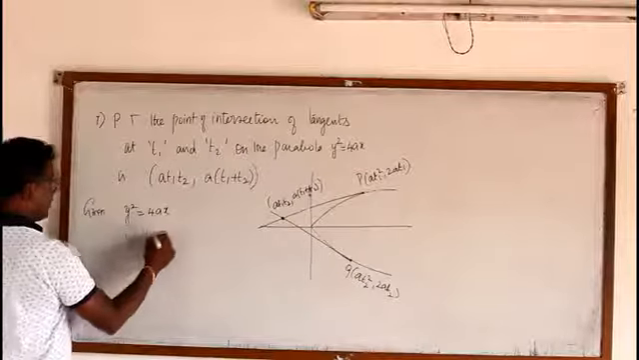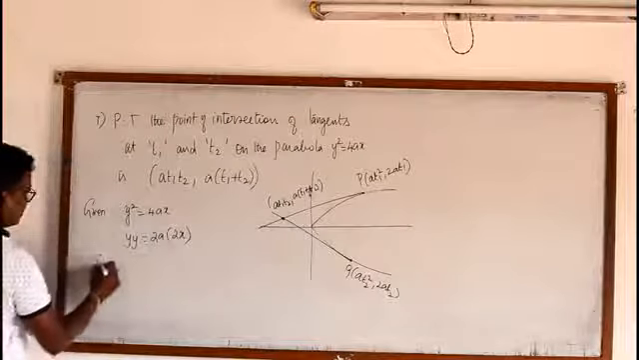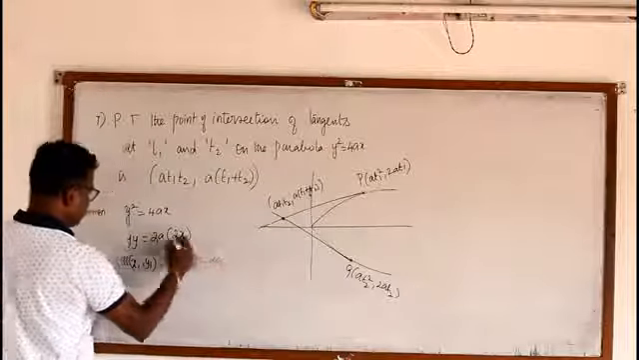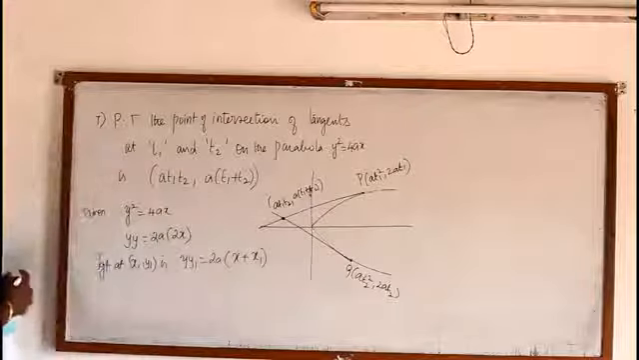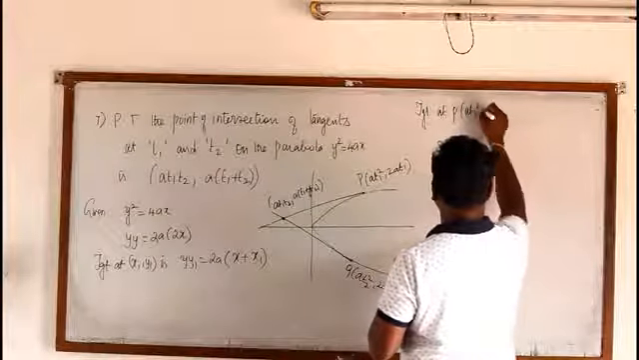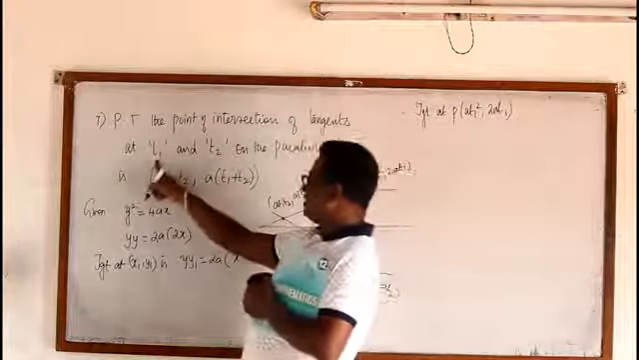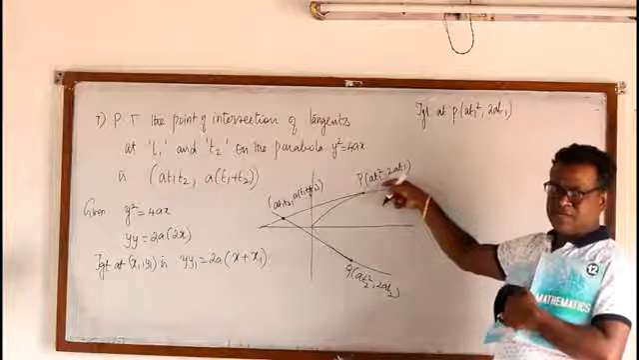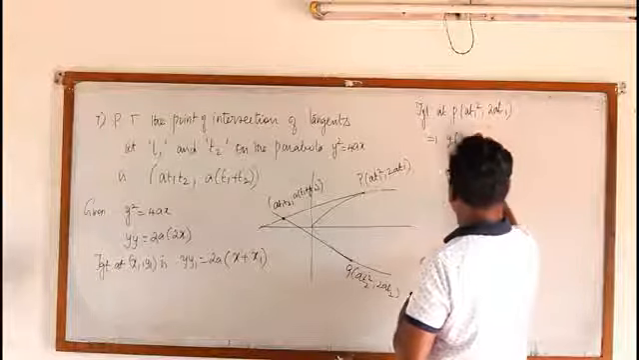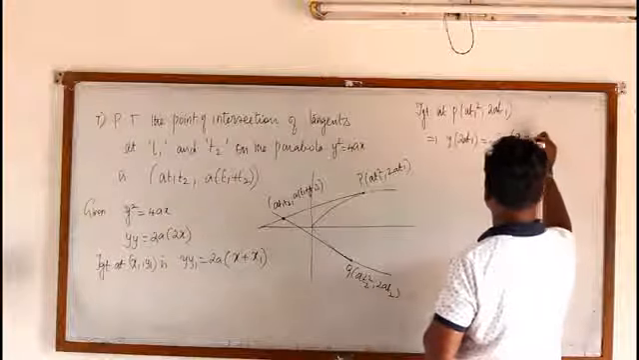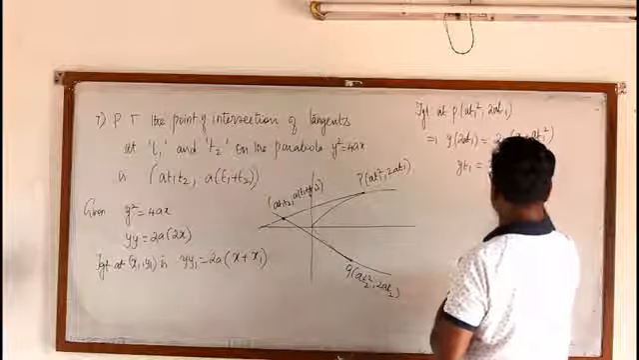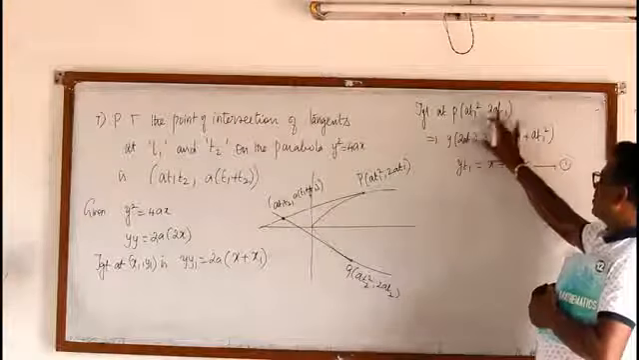That is, I can split this one as y into y, 4a as 2a into 2x. Then, tangent at x1 comma y1 is yy1 equal to 2a into x plus x1. But I need the tangent at this point now. Therefore, tangent at P of at1 square comma 2at1. If they say the tangent at t1, it means that the point is at1 square comma 2at1, a parametric equation with respect to t1. Then tangent will become y into 2at1 equal to 2a into x plus at1 square. Now I can cancel 2a, then it is yt1 equal to x plus at1 square. This is the equation of tangent at at1 square comma 2at1.